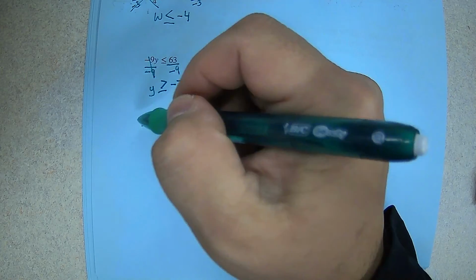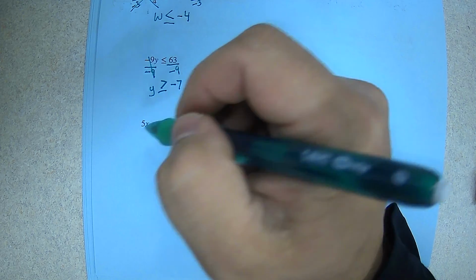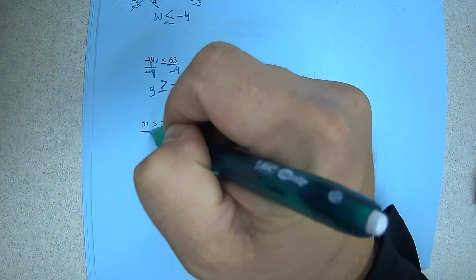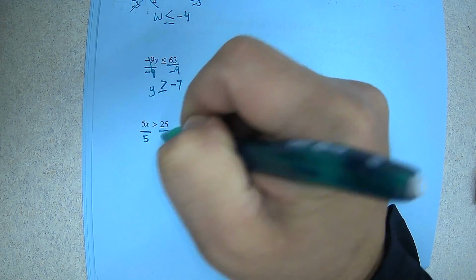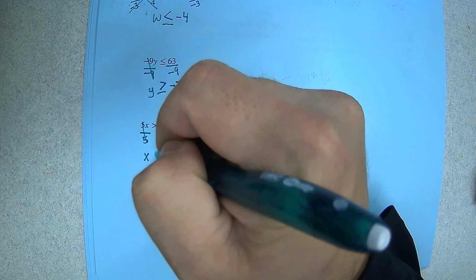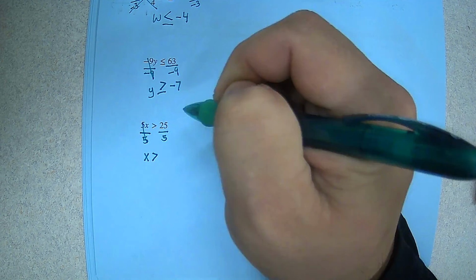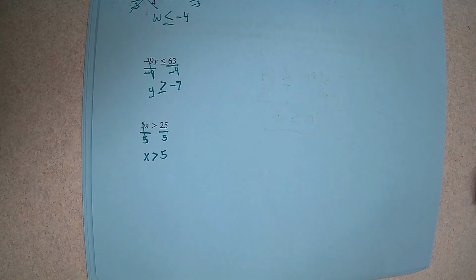Lastly, 5x is greater than 25, sorry. So we want to get the x all by itself, so we're going to divide both sides by 5. No negatives in this one, so we don't have to worry about flipping that sign. It gets to stay the same. 25 divided by 5 is 5. x is greater than 5.